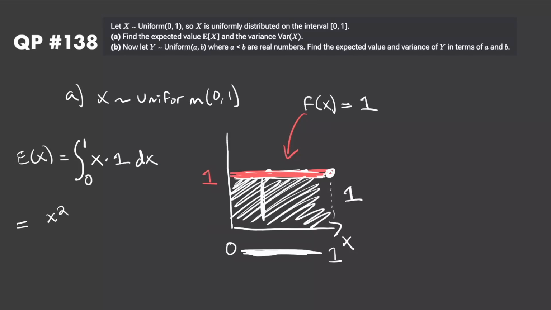It's just going to be x squared divided by 2, evaluated from 0 to 1. When we plug in 1, we get 1/2. When we plug in 0, we get 0, obviously. So just 1/2. That is our final answer for the expected value. And that makes sense because it's right in the middle of our two bounds for x.